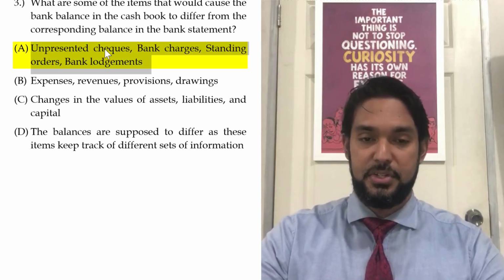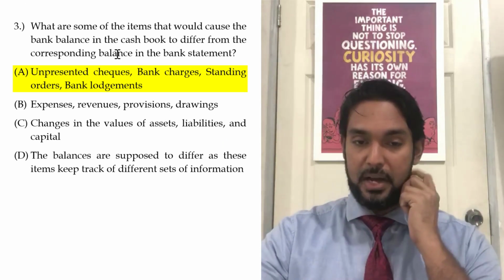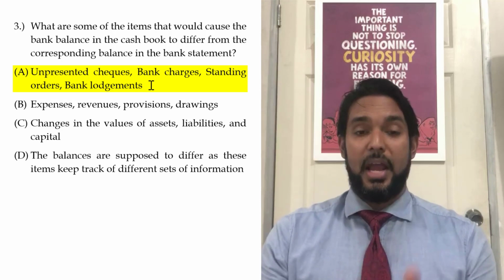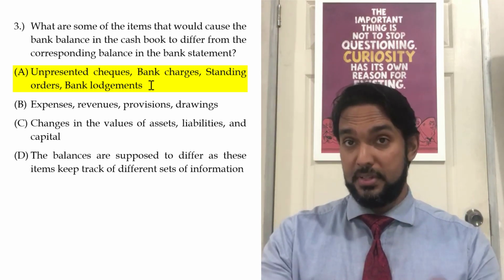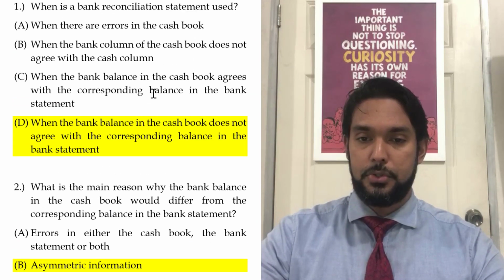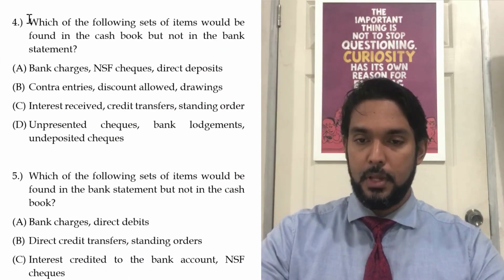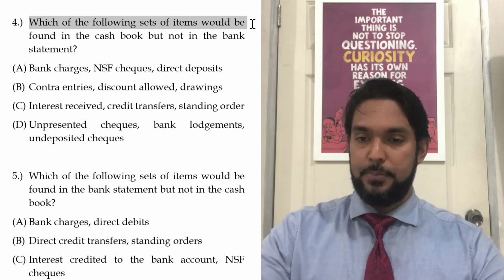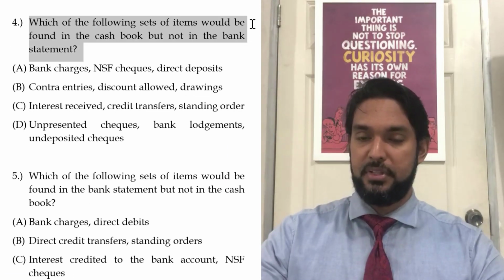So unpresented checks, bank charges, standing orders, bank lodgements. Once again, as I mentioned, I will be explaining in detail what those things are as we go down in the questions. Okay, so let's go back up and let's go across to question 4. Which of the following sets of items would be found in the cash book but not in the bank statement?